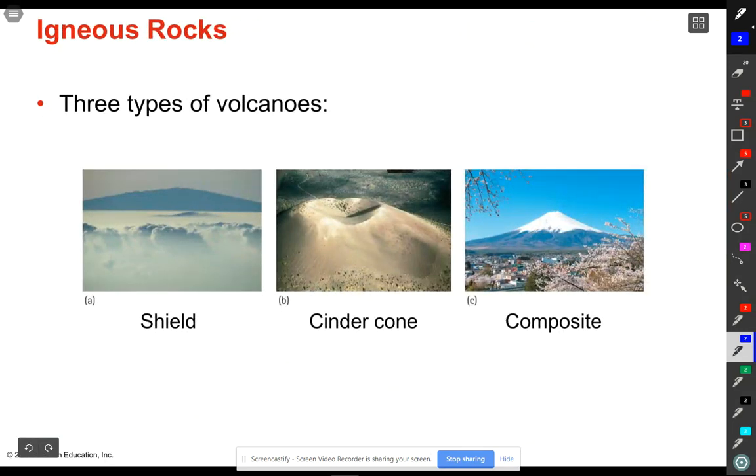So we have different kinds of volcanoes. Has anybody been to an active volcano? Yes. You have? Awesome. Where? Chile? I've never been to one myself, so that is awesome.